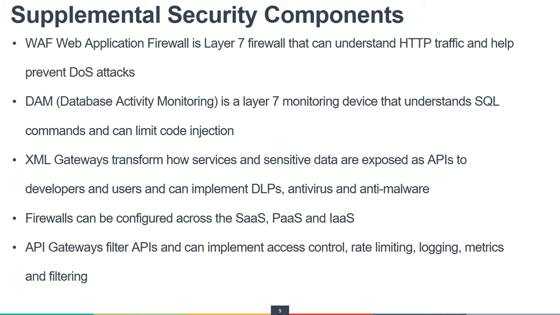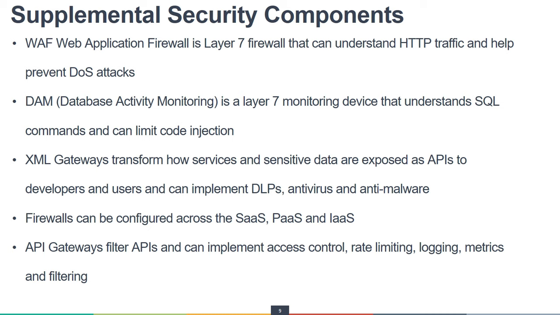Supplemental security components. WAF is a layer 7 firewall. Basically, it analyzes HTTP traffic, and it is also effective against DoS and DDoS kinds of attacks. DAM, the database activity monitoring, is a layer 7 monitoring device that protects against execution of SQL commands, which can lead to SQL injection or other code injection kinds of attacks.